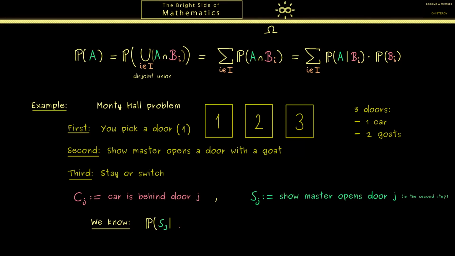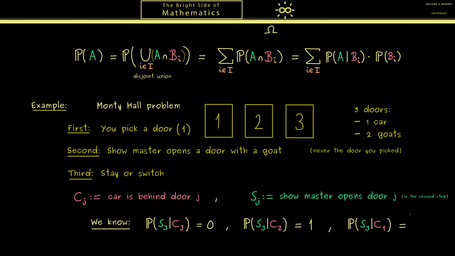Okay, so in this case, we already know some conditional probabilities. Namely, the probability of S3 under the condition C3 has to be 0. The showmaster will never show you the car in the second step. He always opens a door with a goat. Therefore, we also know the probability of S3 under the condition C2. Because, this is what I told you, he opens one of the 2 remaining doors, never the door you picked. So in this scenario here, he does not have a choice. Hence, the conditional probability here is 1. Then, the last remaining case would be where he has a choice, therefore we say the probability is 1/2.